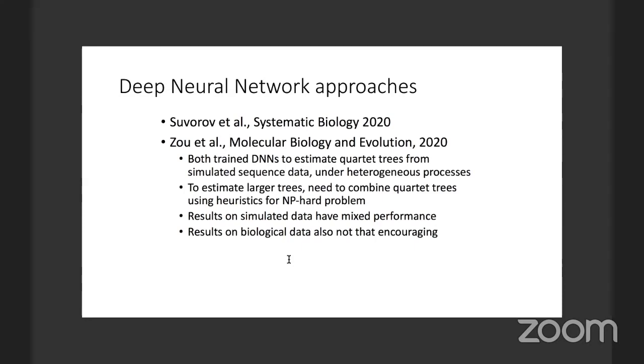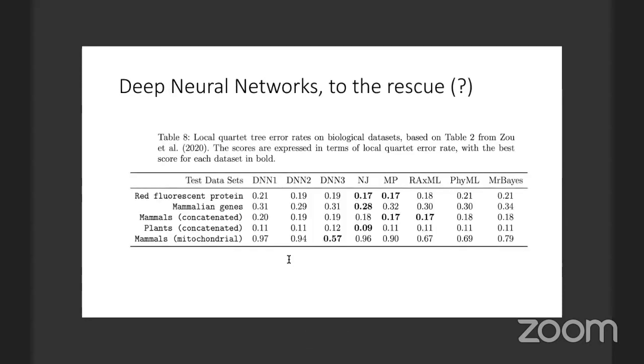I'm just going to show you some results here. This is our way of writing table 2 from Zhu et al., which was just published in Molecular Biology and Evolution. This is tree error rates. So the three different deep neural nets; neighbor joining, which is a distance-based method; maximum parsimony, which is non-parametric optimization, NP-hard; RAxML, which is a maximum likelihood method, very popular; PhyML, another maximum likelihood method, very popular; and then MrBayes, which is a Bayesian MCMC, under 5 different biological data sets.